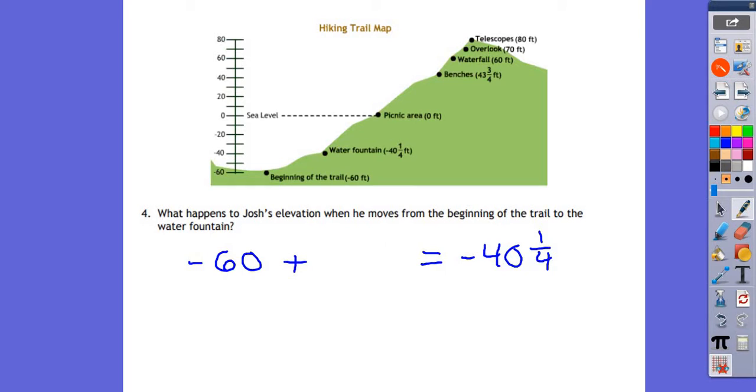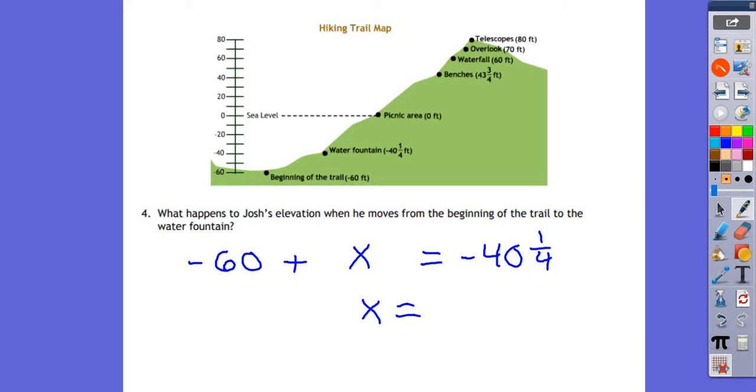Something is being added to that to make it turn to negative 40 and 1/4. Is a positive or a negative number going to be added? Positive. How do you know positive? Because it's going up. Because he's hiking up from the sea level, right? Okay, so I need to know what X would represent. Anybody know what X would have to be, Eric?